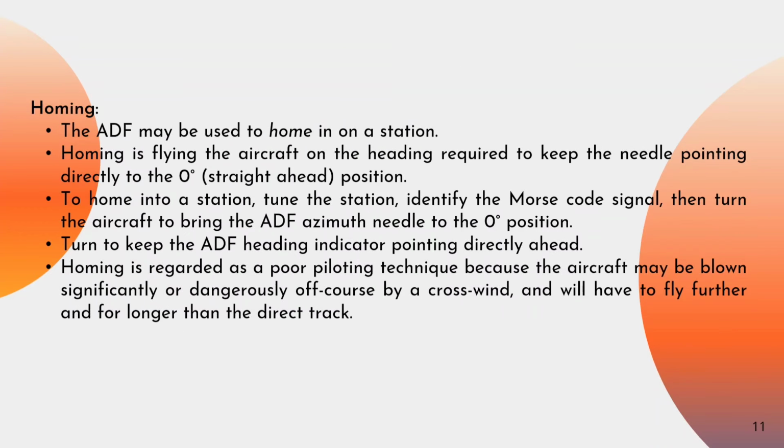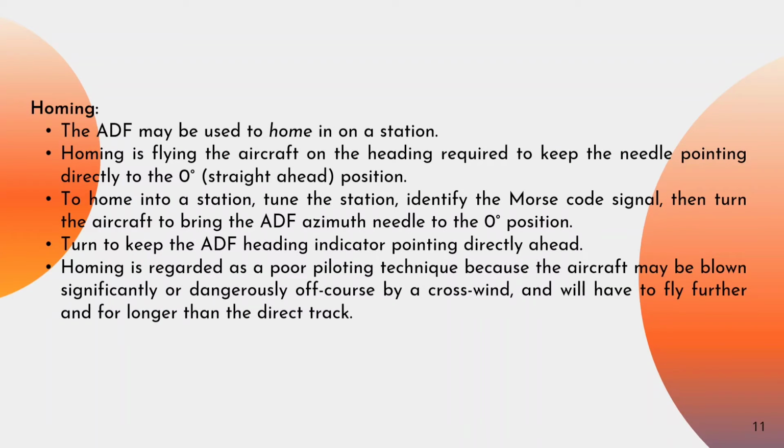Homing. The ADF may be used to home in on a station. Homing is flying the aircraft on the heading required to keep the needle pointing directly to the 0 degree position. To home into a station, tune the station, identify the Morse code signal, and then turn the aircraft to bring the ADF azimuth needle to the 0 degree position. Turn to keep the ADF heading indicator pointing directly ahead.